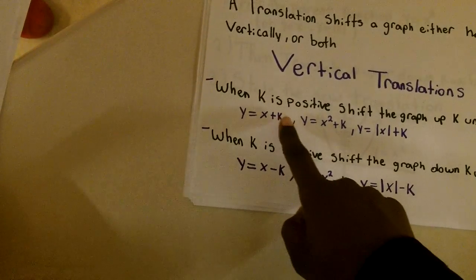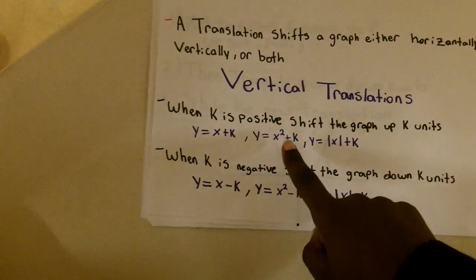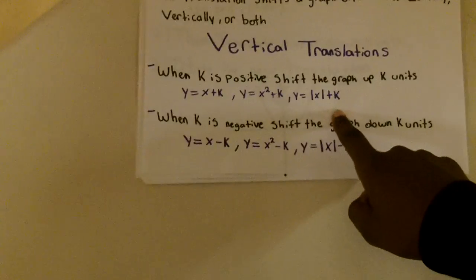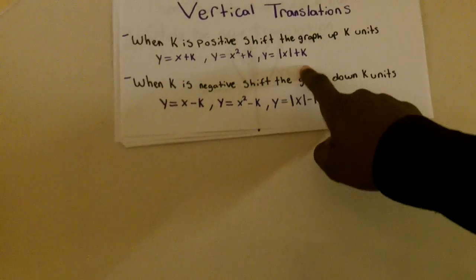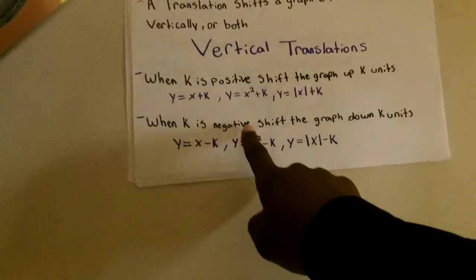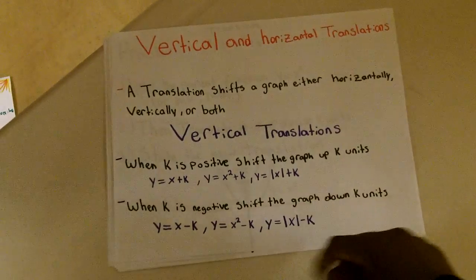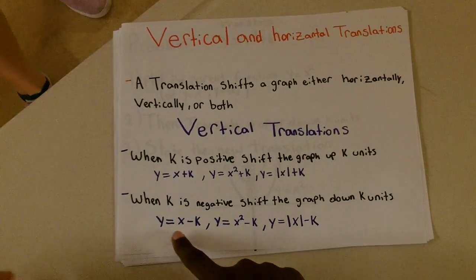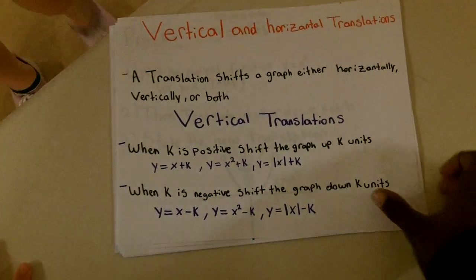Okay, so y equals x plus k, y equals x squared plus k, and y equals the absolute value of x plus k. When k is negative, it shifts the graph down k units. So here's a few more examples.